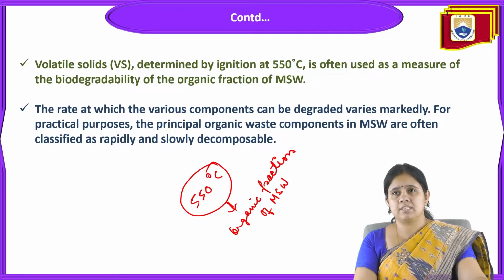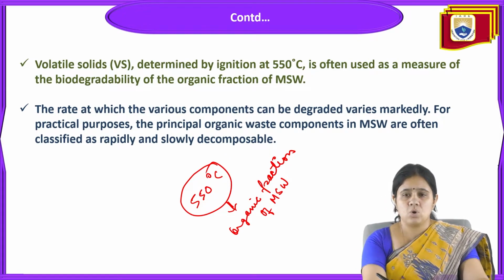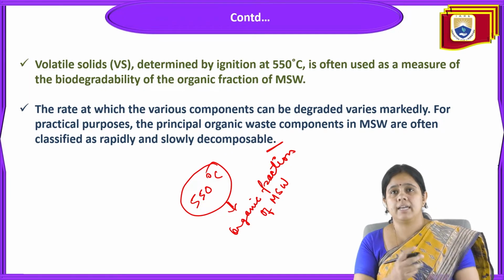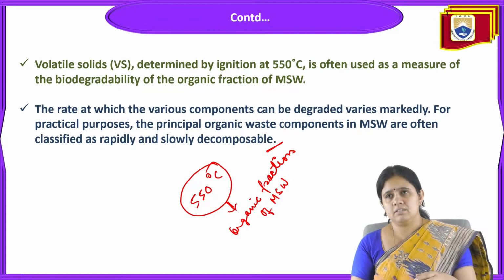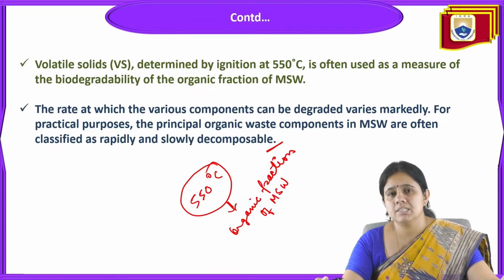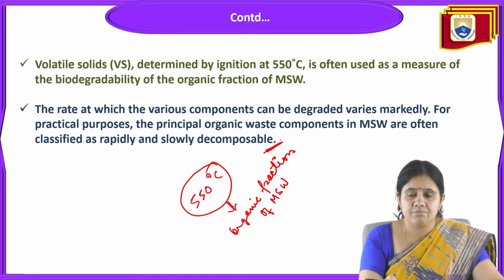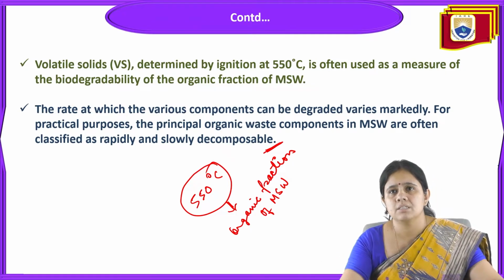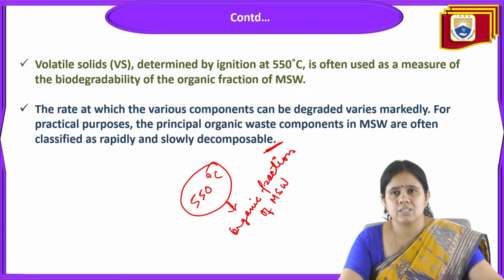The rate at which the various components can be degraded varies markedly. For practical purposes, the principal organic waste components in MSW are often classified as rapidly and slowly decomposable. That's why, because the biodegradability can vary from waste to waste, they are classified as rapidly and slowly decomposable components. They are very slowly decomposable components because they only depend on the volatile solids.